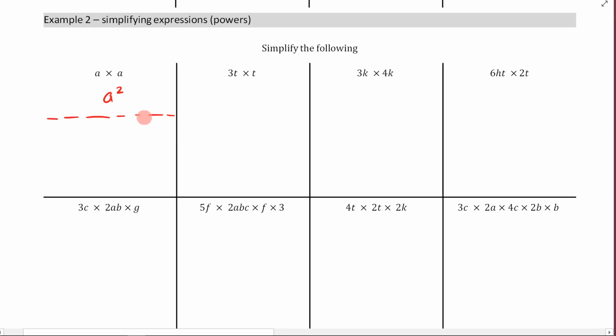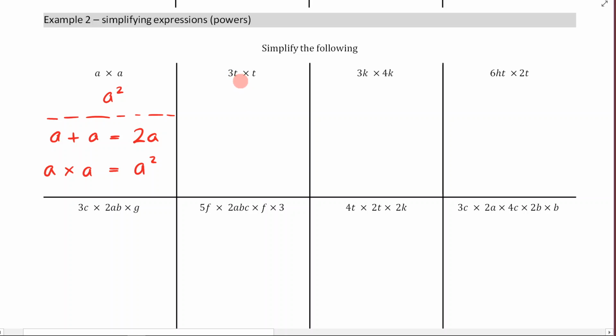So I'm just going to rule off a bit of space here. If I have a plus a, that's equal to 2a. But if I have a times a, that is equal to a squared. People all the time get these two things confused: the difference between plussing the same pronumeral together and multiplying the same pronumeral together. So you should know this. Okay, let's keep on going now.